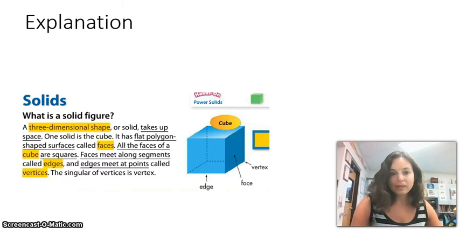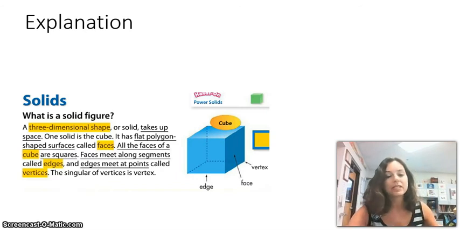So here's an explanation of solids. So what is a solid figure? A three-dimensional shape or solid takes up space. One solid is the cube. It has flat, polygon-shaped surfaces called faces. All the faces of a cube are squares. Faces meet along segments called edges, and the edges meet at points called vertices. The singular of vertices is vertex.